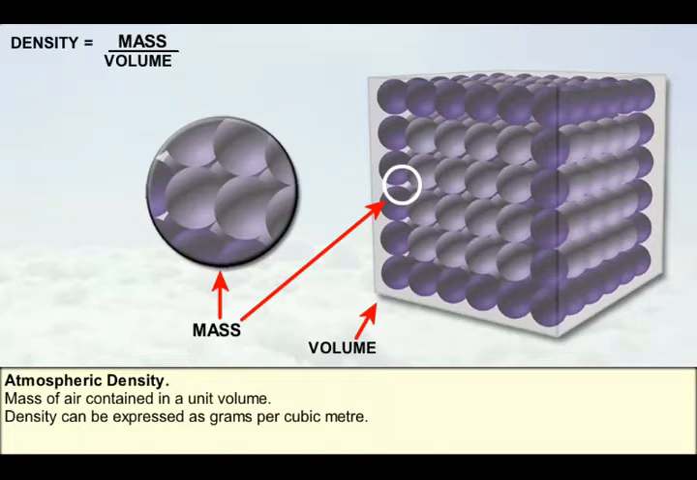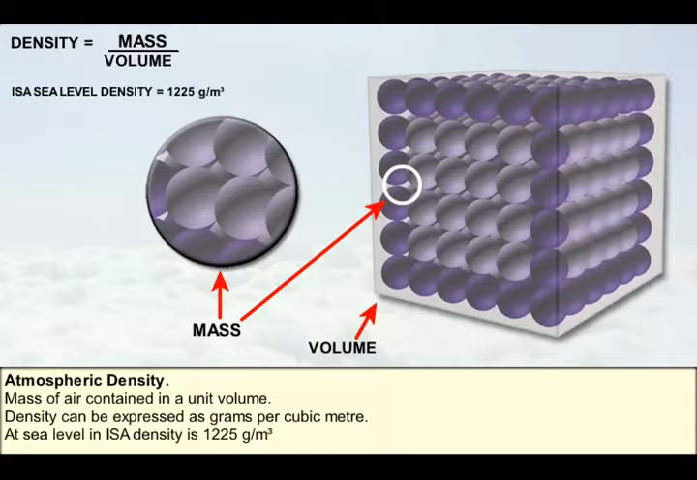cubic meter. You may recall from the lesson on the atmosphere that we talked about the ICAO Standard Atmosphere, or ISA. At sea level, ISA states that the density is 1,225 grams of air per cubic meter. So we have a mass which is 1,225 grams in a volume which is 1 cubic meter.